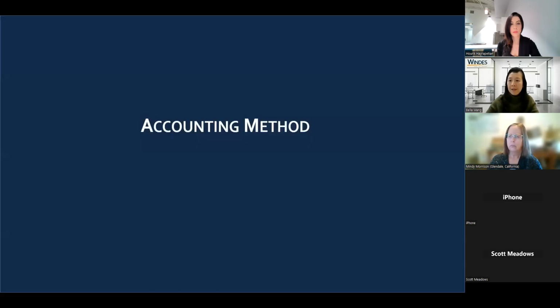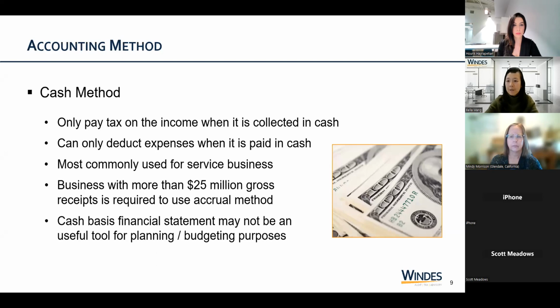Next, I'm going to talk about the accounting method. I feel like for a lot of small businesses, it's really important to understand the income tax implications based on the accounting method you choose. Most small businesses, I would say, would choose the cash method. That means you only need to pay tax on the income you collected in cash. So it's purely cash method. You don't have to worry about your accounts receivable, where you already sent an invoice to your customer but haven't gotten the cash yet. You don't have to pay tax on that.